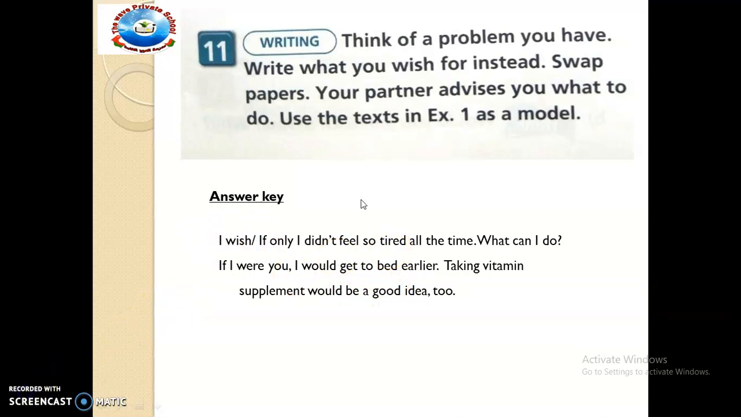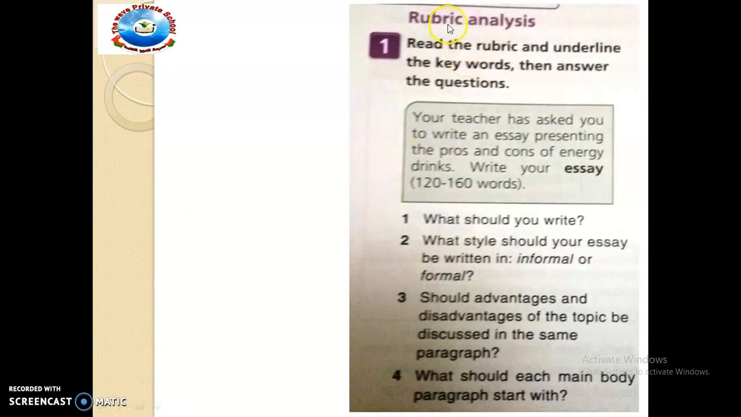Did you get that right? Okay. So now I want you to turn your attention, turn to page 110. Turn to page 110 on the writing. Go to writing now, page 110. Let's start. The writing says, read the rubric and underline the key words. Then answer the questions. Your teacher has asked you to write an essay presenting the pros and cons, advantages and disadvantages of energy drinks. Write your essay 120 to 160 words.